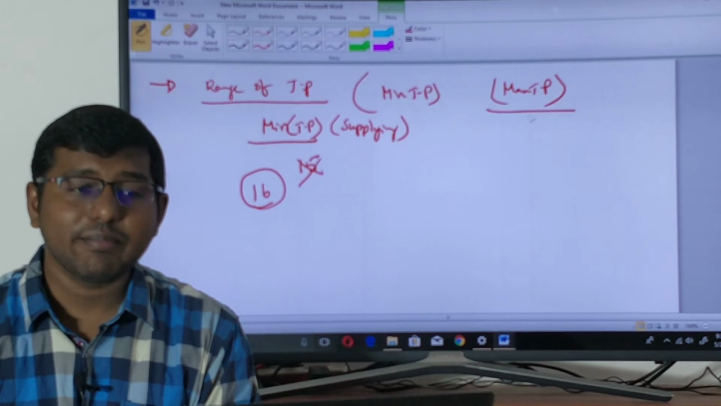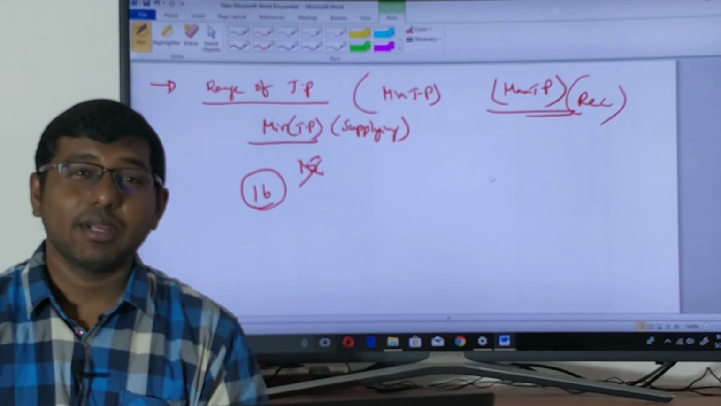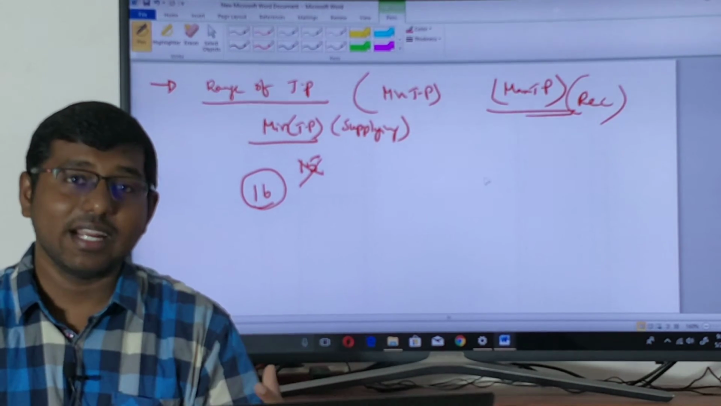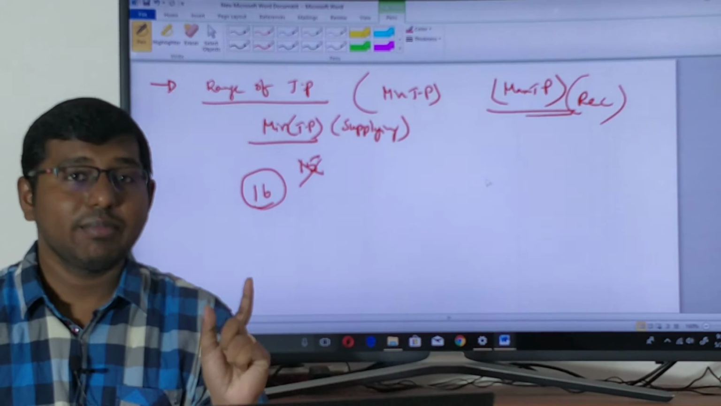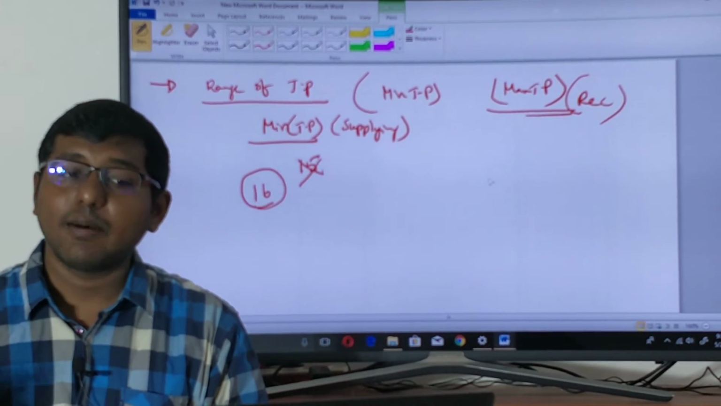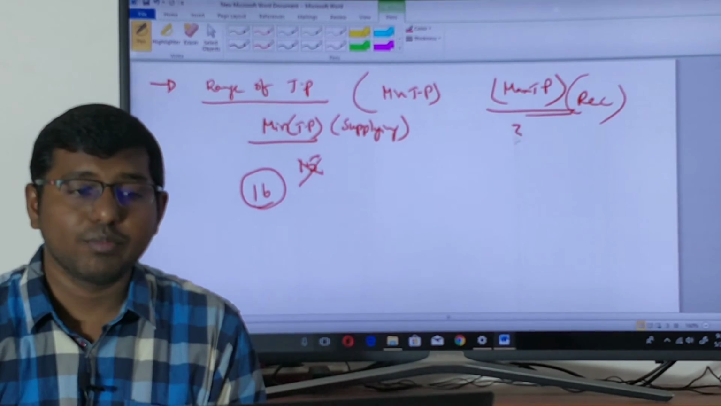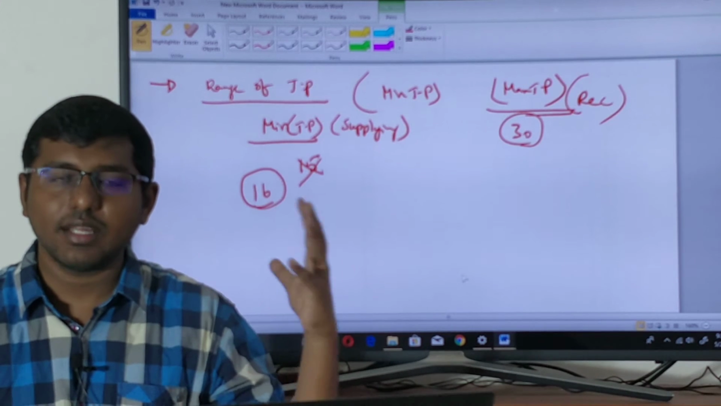Whereas when you're trying to fix maximum TP, you should always think from receiving division's point of view. Why? Because receiving division is the one who is buying it. So when you're trying to fix maximum TP, you should ensure that whatever the maximum TP that you are going to fix, that much of money is available with the receiving division. Suppose as a receiving division, I've got 30 rupees with me. That is the money that I've got in my pocket. Just imagine.